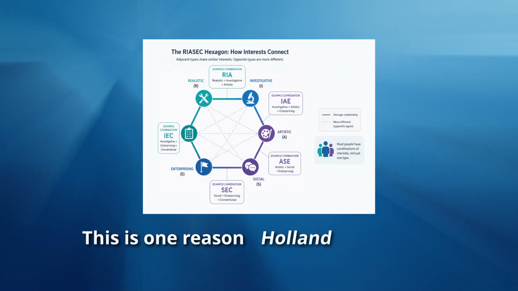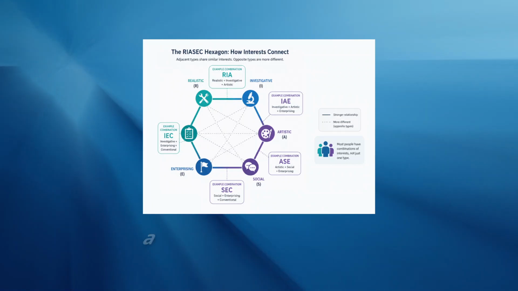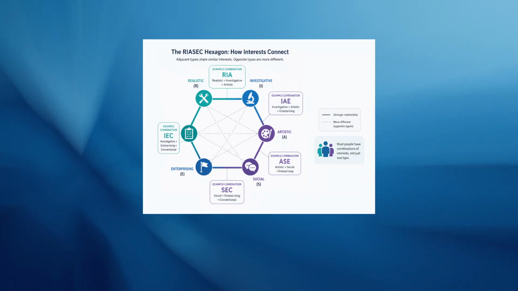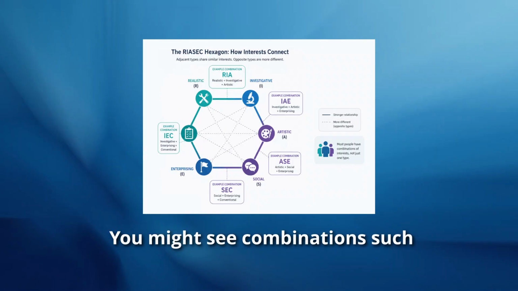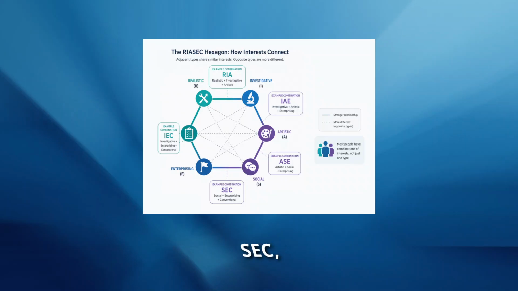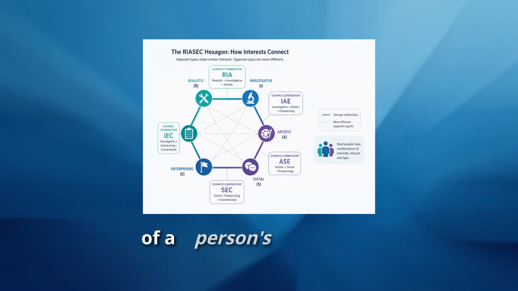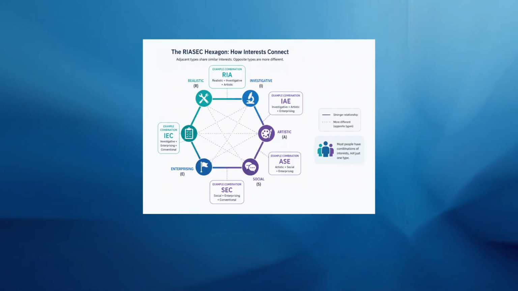This is one reason Holland assessments typically produce a 3-letter code rather than a single personality type. You might see combinations such as RIA, SEC, or ASE. These combinations provide a more complete picture of a person's interests and workplace preferences.